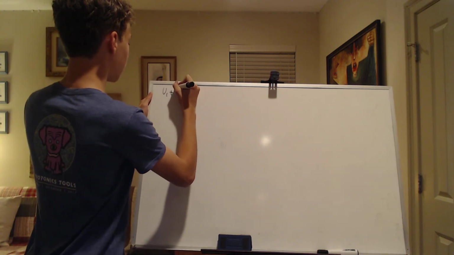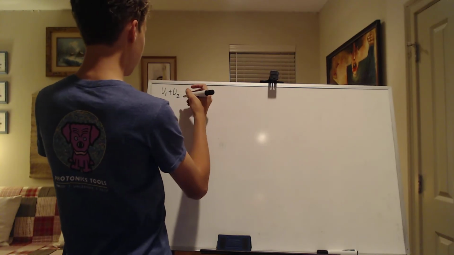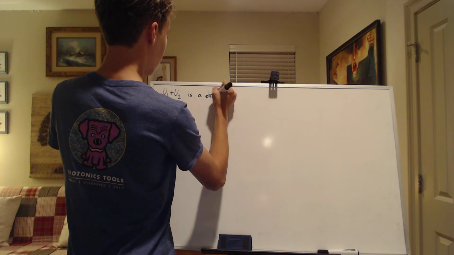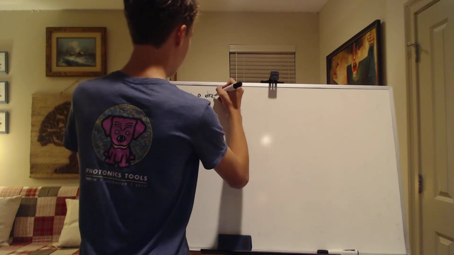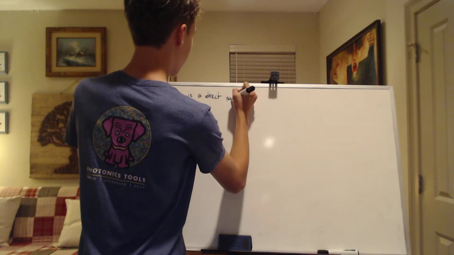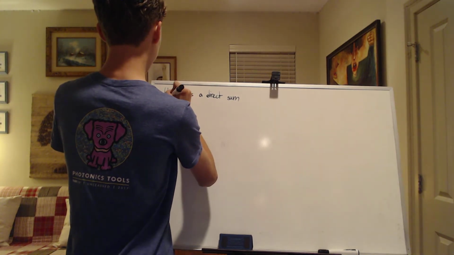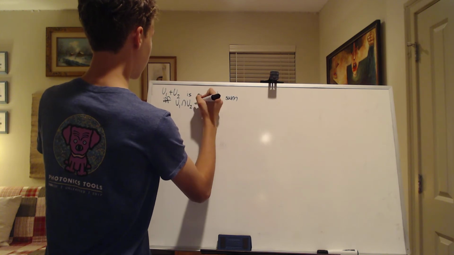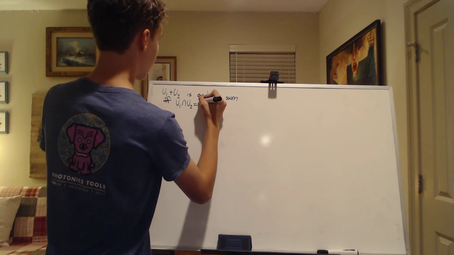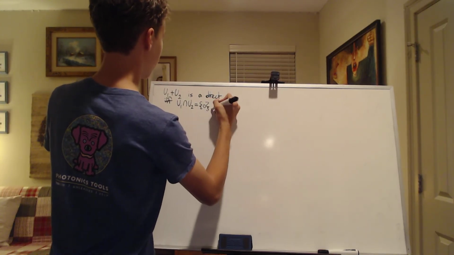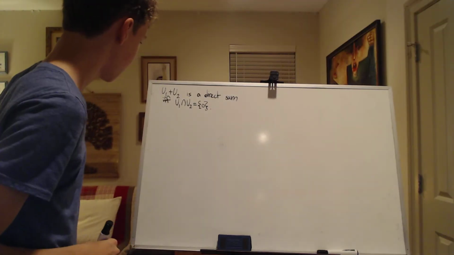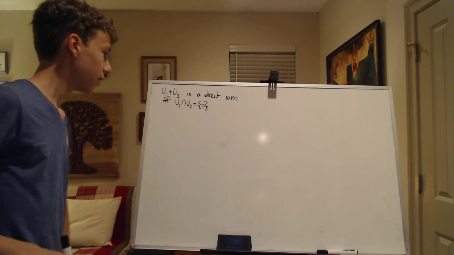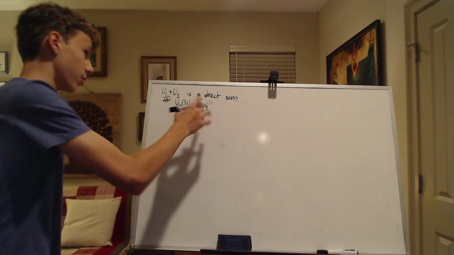I'm going to leave out all the extra stuff. U1 plus U2, again, these are subspaces of V, is a direct sum if and only if U1 intersect U2 equals just the 0 element. Okay, let's prove this. In other words, the only vector in both U1 and U2 is 0.